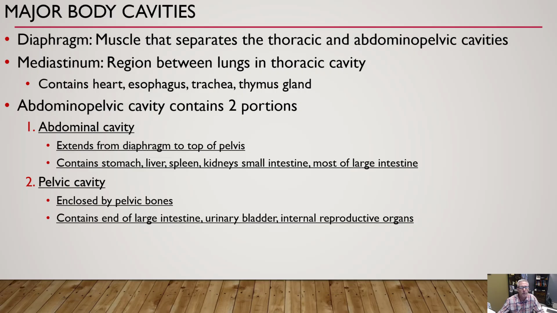All right, so your abdominopelvic cavity has two portions, your abdominal cavity and your pelvic cavity. So your abdominal cavity goes from your diaphragm to the top of your pelvis. So that's where you're going to see your stomach, liver, spleen, kidney, small intestine, and a lot of your large intestine. Your pelvic cavity, that's going to be where your hip bones are, your pelvic bones. So a little bit of your large intestine, your bladder, your internal reproductive organs.